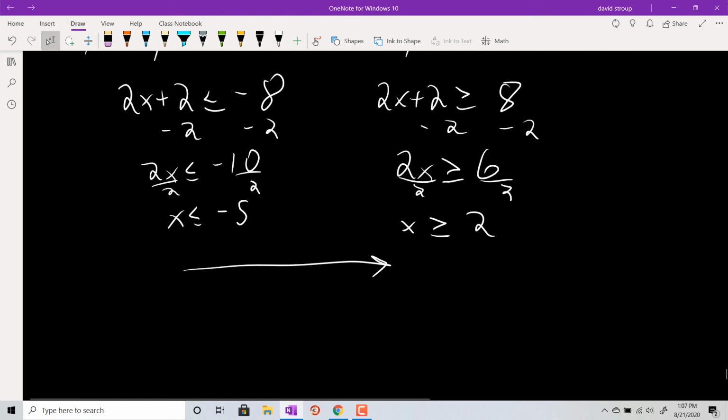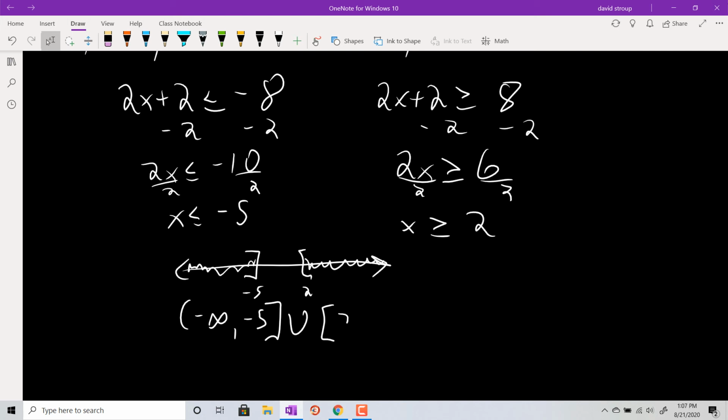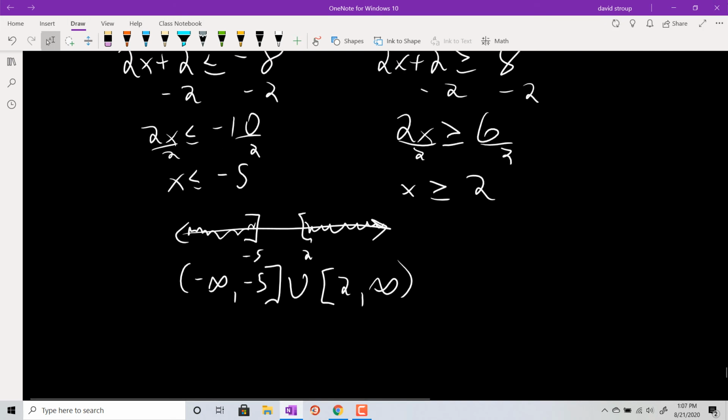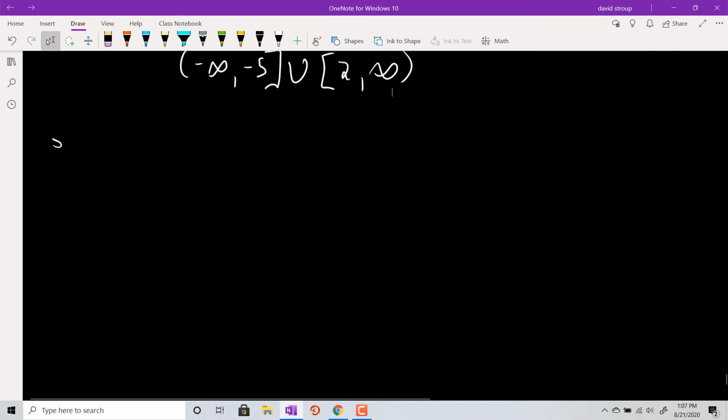It's going to be everything less than or equal to -5, or anything that's greater than or equal to 2. Okay, so we use a union symbol for this: negative infinity to -5, bracket, union with 2 to infinity. Be aware that sometimes there are this type of problem.